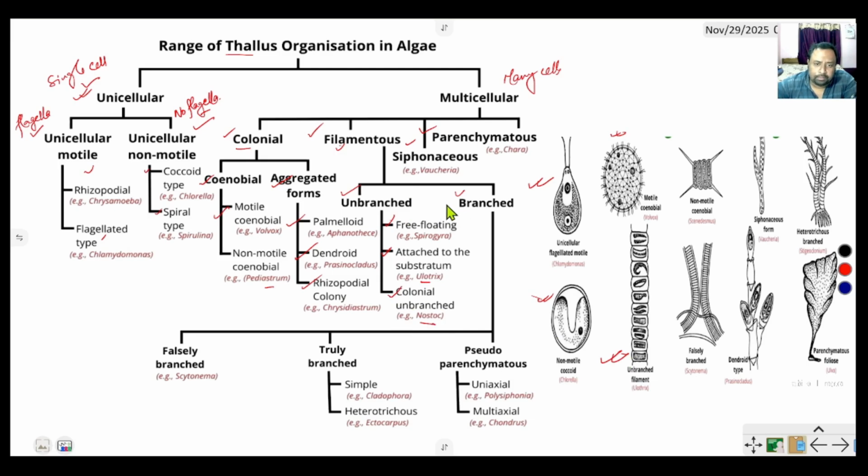Then branched thallus is falsely branched, truly branched, and pseudo branched. Falsely branched means two thallus filaments are attached to each other but not actually branched, though they look like a branch. That is called falsely branched. Truly branched are simple Cladophora and heterotrichous Ectocarpus. Then pseudo branched are uniaxial and multiaxial. Uniaxial is found in Polysiphonia, multiaxial in Chondrus crispus, or Irish moss.